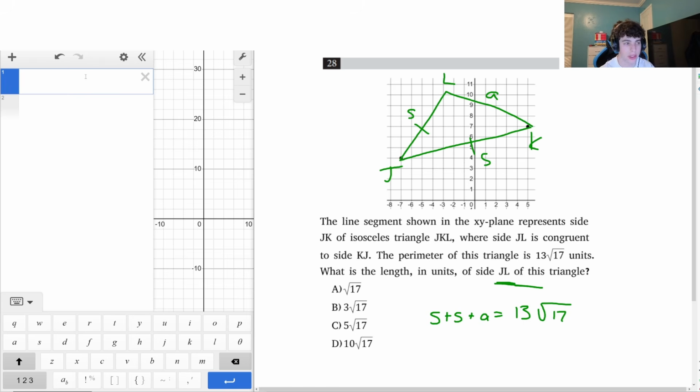We literally just have to find the length of JK, right? And so I can just use the distance formula. We're going from -7, 4, that's this point, and then we're going to 5 comma 7. So 5 comma 7. And that's going to give me this.